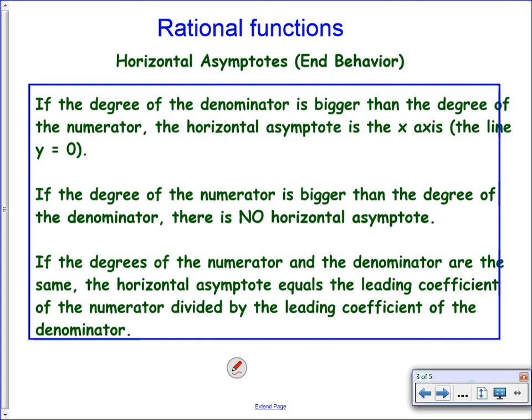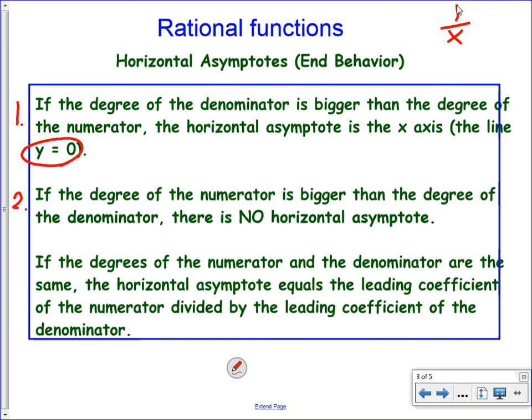Now, if the function is a rational function, remember, those are the ones with the fraction bars, where your parent graph is 1 over x. These are the graphs that have the vertical asymptotes and the holes, but they also have horizontal asymptotes. And it's the horizontal asymptotes that determine the end behavior. There are 3 scenarios that can occur with your horizontal asymptote. Here's number 1. If the degree of the denominator is bigger than the degree of the numerator, the horizontal asymptote is the x-axis, which is y equals 0. Which means the answer to the limit would be 0.